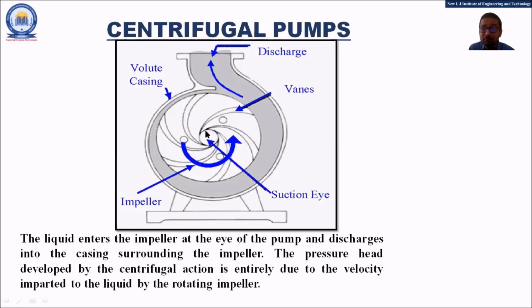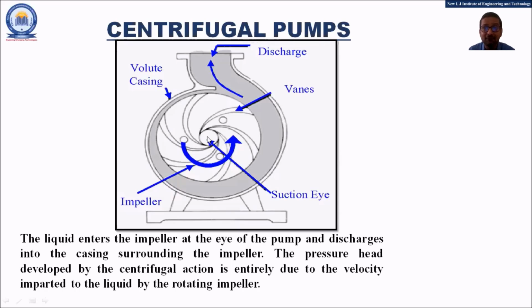Now, to be more simple in the working, this input shaft will be connected to the motor or the prime mover. So the prime mover will be providing the power to the shaft. Because of this power input to the pump, the impeller will be rotating at a higher RPM. Because of the rotation of the impeller, a vacuum will be created on the suction side. So the foot valve will be opened.